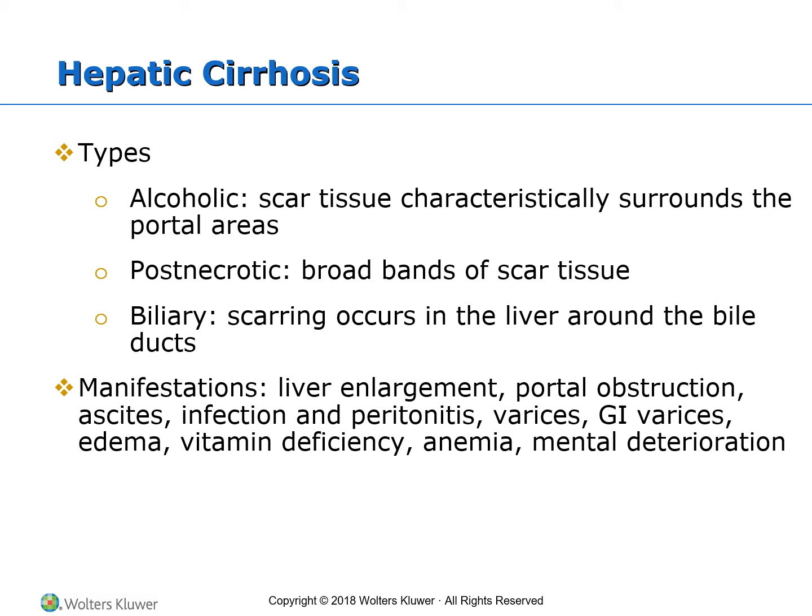As far as hepatic cirrhosis, alcoholic cirrhosis is the most common type of cirrhosis. Post-necrotic cirrhosis can be caused by acute viral hepatitis, so it can be in someone who does not drink alcohol and they still have cirrhosis. They can get biliary cirrhosis, which results from chronic biliary obstructions and infection. However, this is not common at all.